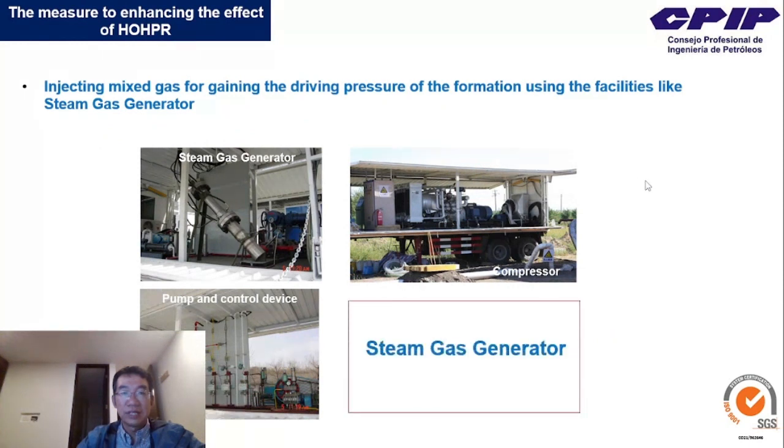Yeah, the last one we will talk about is the steam gas generator. The steam gas generator will have another part in the lessons. In this one, we have a general introduction. Injection makes gas for gaining the driving pressure of the formation using a facility like the steam gas generator. The steam gas generator has some parts: the generator, the compressor, the pump, and the control device.